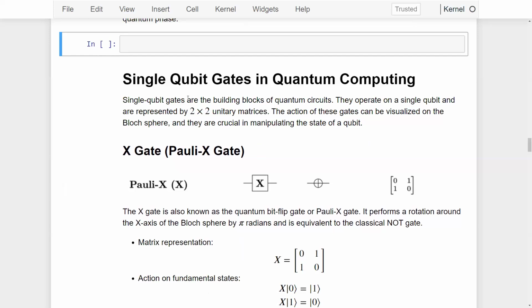Let us now start considering the single qubit gates. Do you have any questions so far? Don't hesitate if you have any questions or don't understand something.